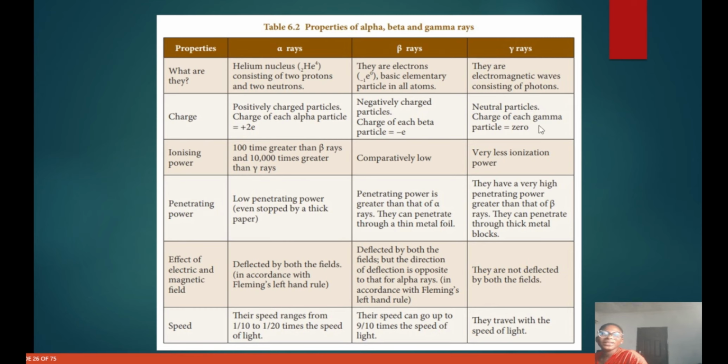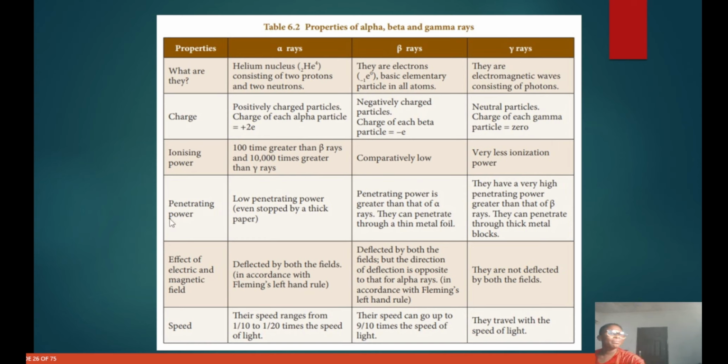Then we have the neutral particles, no charge at all. Now ionizing power: alpha has higher ionizing power. They have 100 times the ionizing power of the beta rays and 10,000 times that of the what? Gamma rays. While the beta rays' ionizing power is comparatively low, and the gamma rays have very little ionizing power. Why? Because they are not charged. They have very low ionizing power.